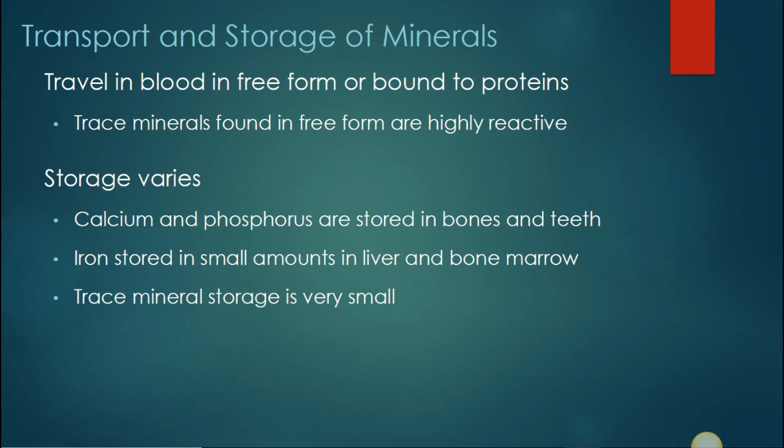We'll talk briefly just about how minerals are transported and stored. So they can travel freely in the blood, or they can be bound to proteins. Trace minerals, when they are found in the free form, tend to be highly reactive. Now, the storage will vary. For instance, calcium and phosphorus are stored in bones and teeth. Iron is stored in small amounts in the liver and in the bone marrow. And trace mineral storage, we saw that bar graph earlier, that's very small.